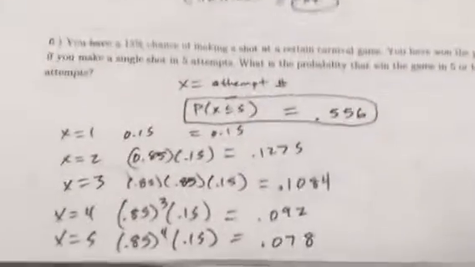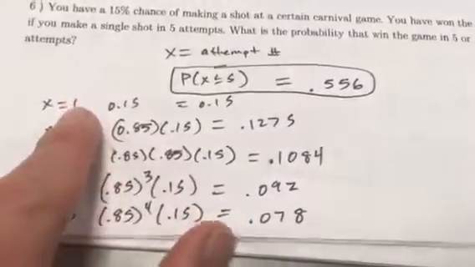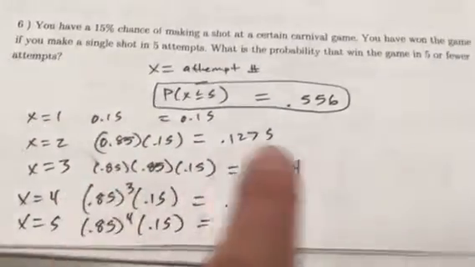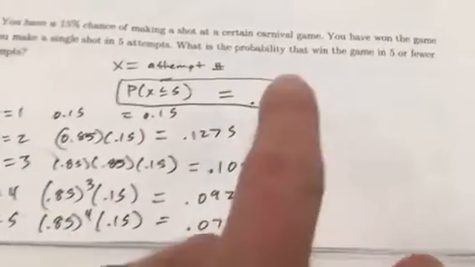There you go. 15% chance of making a shot, 5 or fewer. Probability it takes you 1, probability it takes you 2, 3, 4, 5 shots. Add them up.